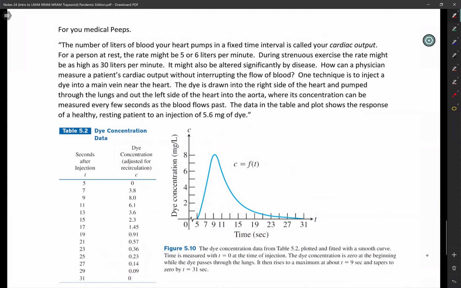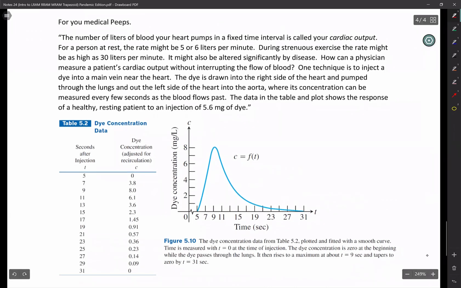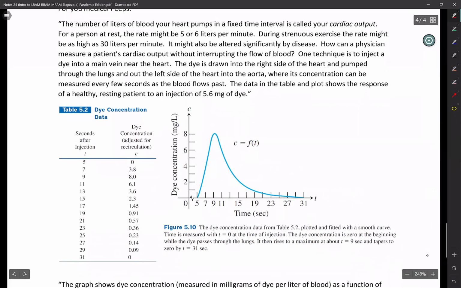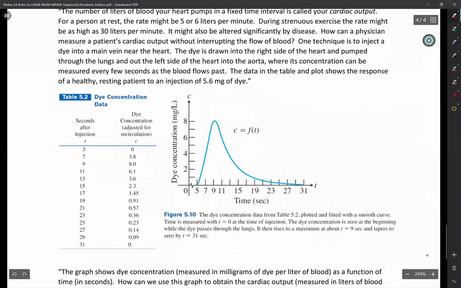The number of liters of blood your heart pumps in a fixed time interval is called your cardiac output. Oh, okay, that's cool. So that's what that is. I know you guys already knew that. For a person at rest, the rate might be 5 or 6 liters per minute. Oh, that's cool to know. I didn't know that. During strenuous exercise, the rate might be as high as 30 liters per minute. Wow, that's a lot. It might also be altered significantly by disease.